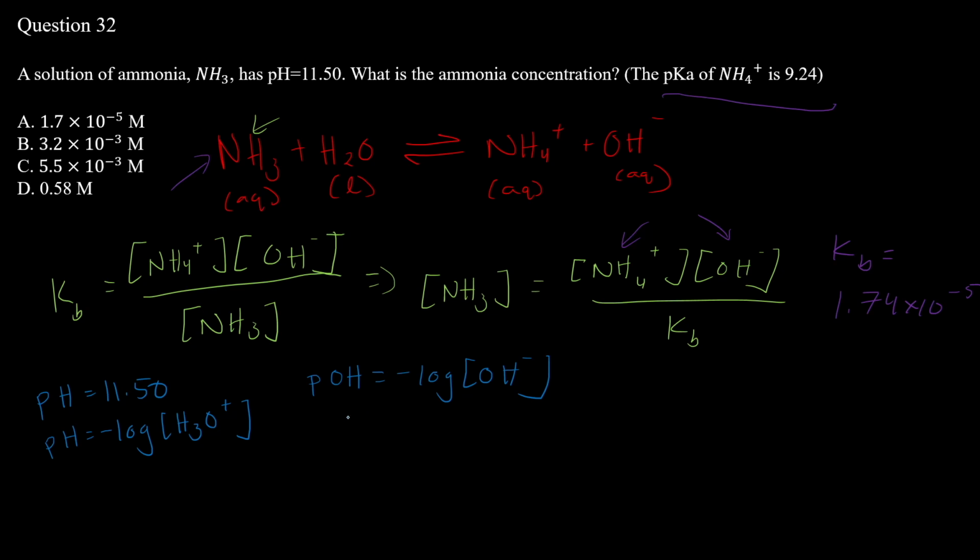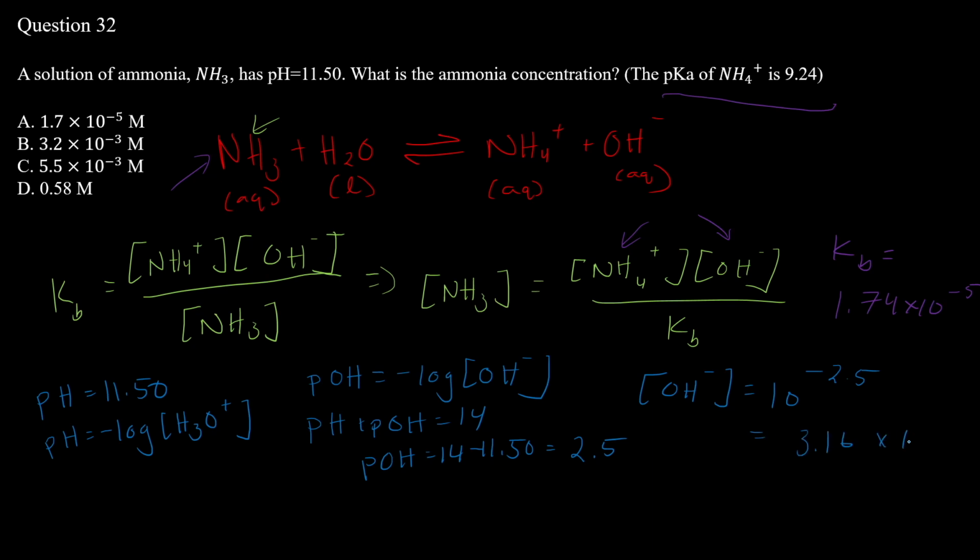And there's a nice relationship between pH and pOH. So pH plus pOH is equal to 14. So your pOH is equal to 14 minus 11.50, which is 2.5. And so if you want your concentration of hydroxide, that's going to be 10 to the negative 2.5. And 10 to the negative 2.5 is about 3.16 times 10 to the minus 3 molar. And so we can now take all of this and find out our answer.